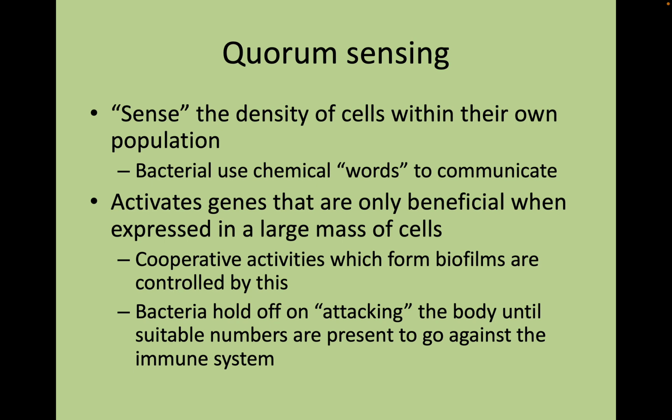And they use quorum sensing. So bacteria can sense the density of cells within their own population. Bacteria use chemical words to communicate, and it activates genes that are only beneficial when expressed in a large mass of cells. Cooperative activities which form biofilms are controlled by this. Bacteria hold off on attacking the body until suitable numbers are present to go against the immune system. So pathogens will wait until their numbers are sufficient before they begin to actually cause illness, which is pretty crazy.